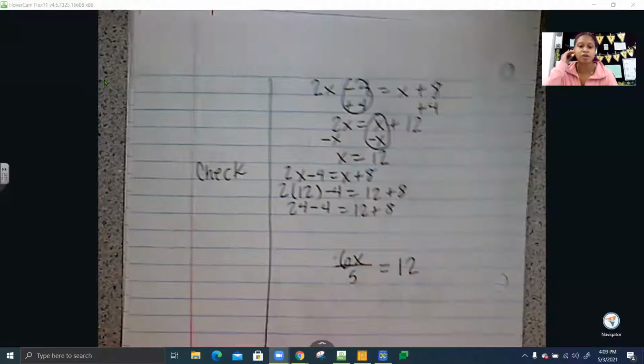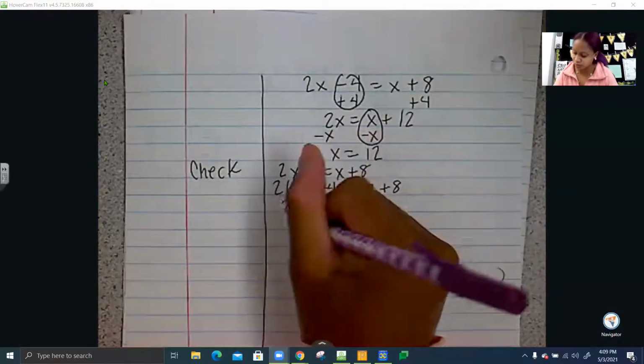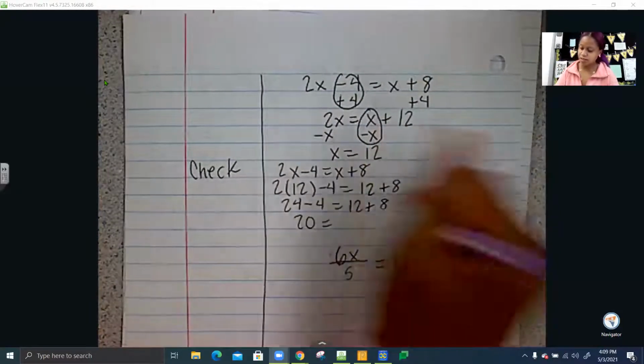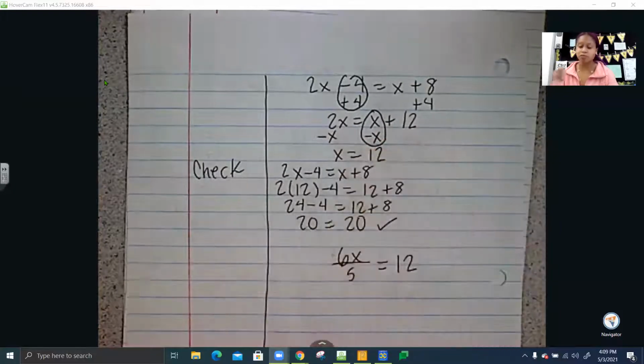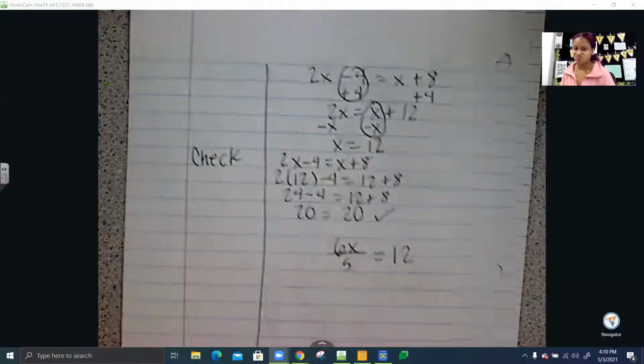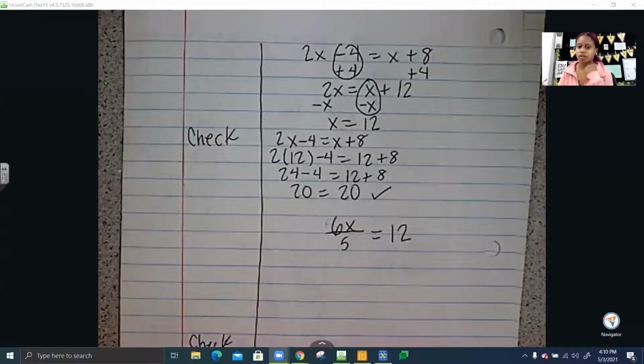Now we just have to add and subtract. 24 minus 4 is 20. 12 plus 8 is also 20. That was my correct solution. Last problem.